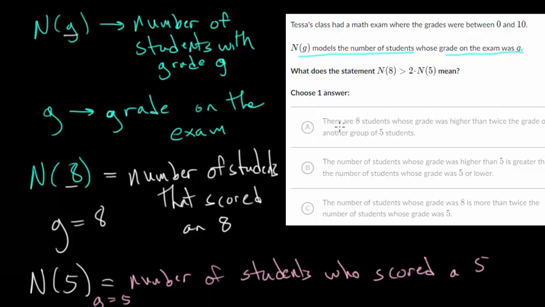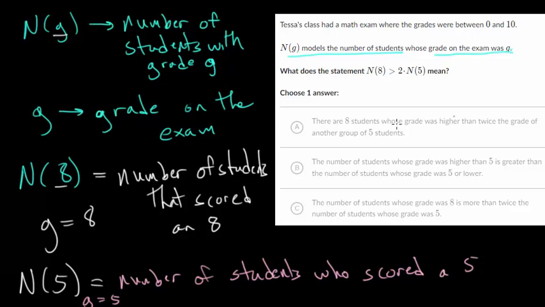With A, there are 8 students whose grade was higher than twice the grade, let me move over, of another group of 5 students. Now, this one is switching the variables, because the numbers 8 and 5, in both of these, represented the scores on the exam, since the G value is the grade on the exam. So this one is not correct.